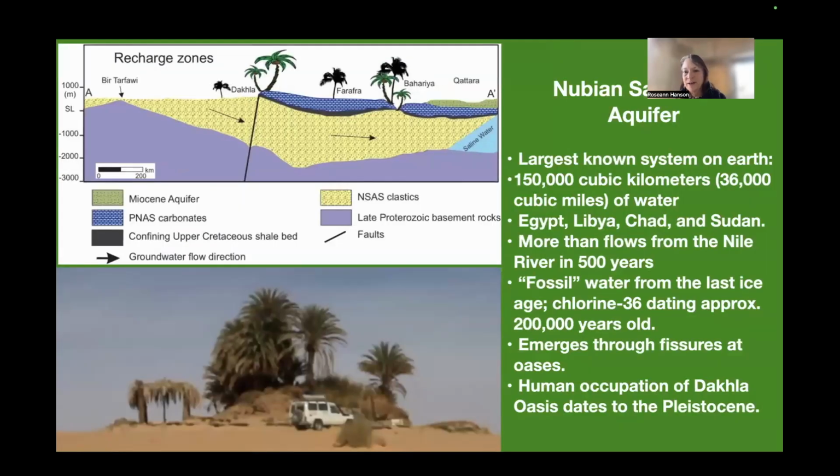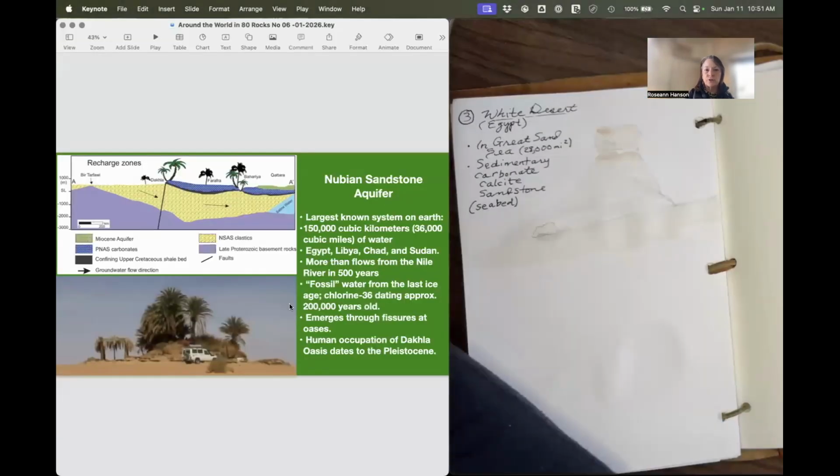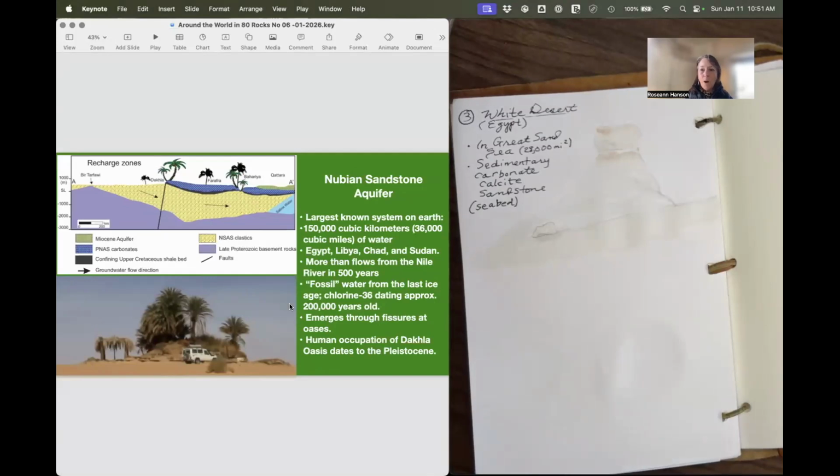And it's an incredible resource. Here's what we know about it. It's 36,000 cubic miles of water. Think about that. That is more water than flows down the Nile River in 500 years. The water is called fossil water, from the last ice age, maybe 200,000 years old. And as I said, it emerges at these fissures. Wow.